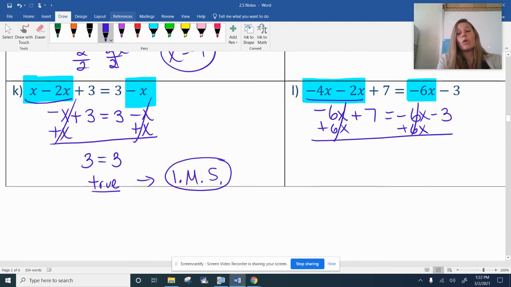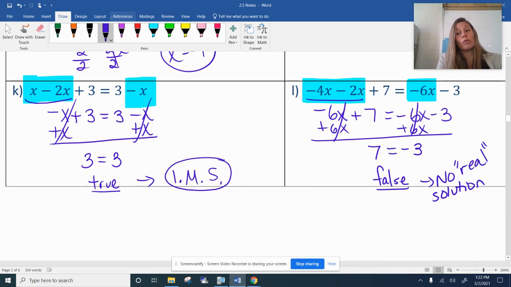So the x's will all cancel, and you're left with 7 equals negative 3. Now, in this situation, that is a false statement. So that means there is no solution to this problem. Technically, it's no real solution if you remember our discussion on real numbers. But that's all you're going to do for that.